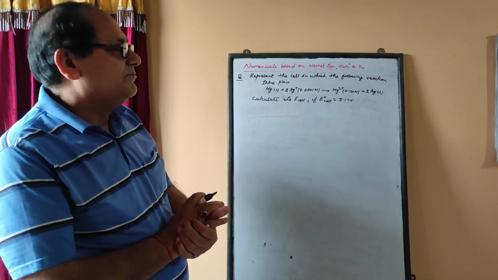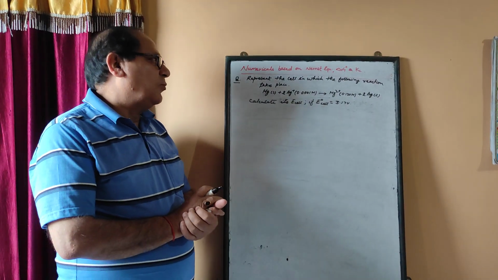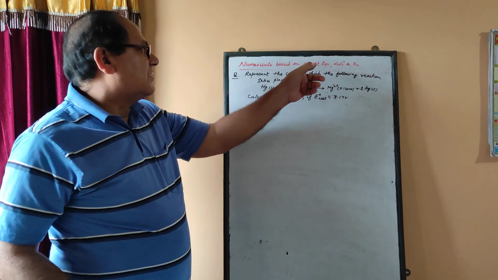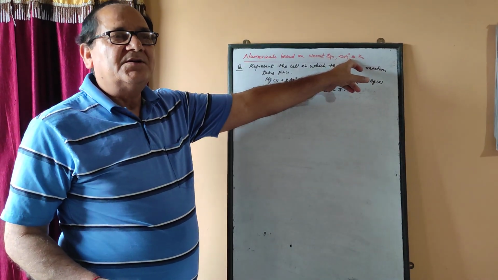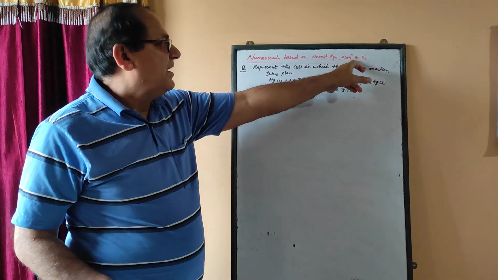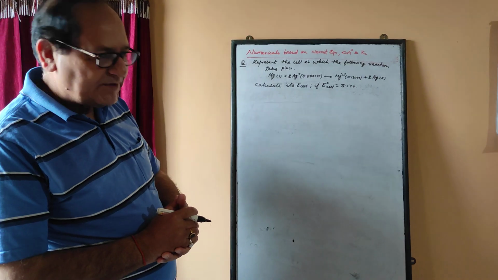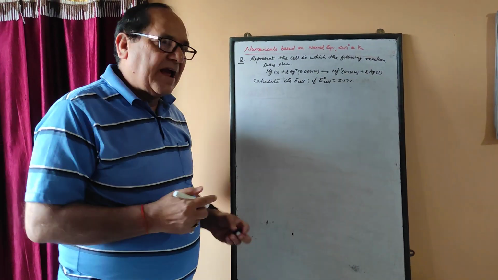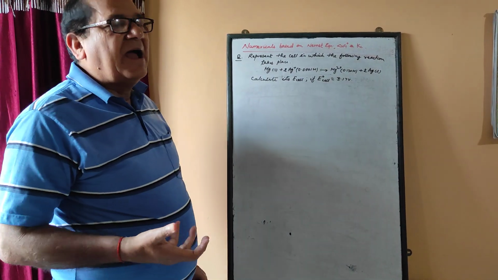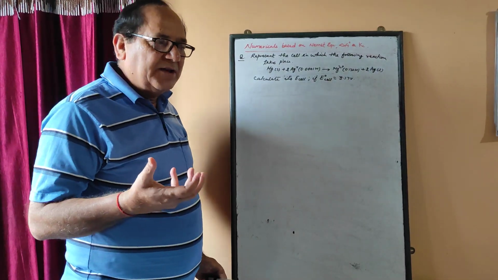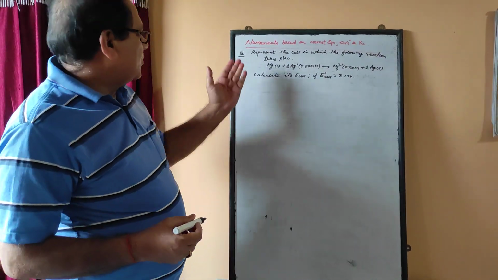Yesterday I told you that today we will discuss numericals based on the Nernst equation, delta rG naught, the standard Gibbs free energy change, and equilibrium constant Kc. In the first lecture I told you this chapter has equal weightage for theory and numericals. So look at this numerical.